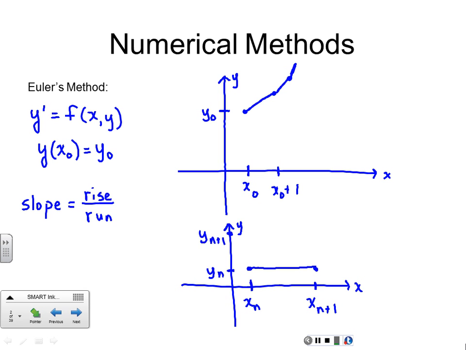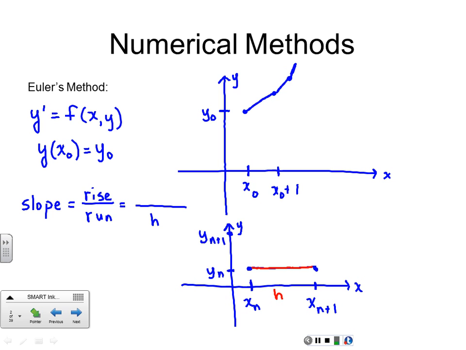So the distance from that point to the other, let me do that in a different color so you can see it, we're going to call that h. That's the step size. Okay, and then that's the run, correct? The run is h. How much you go over. And then you're going to have an amount of rise. Well, let's talk about how that would look.